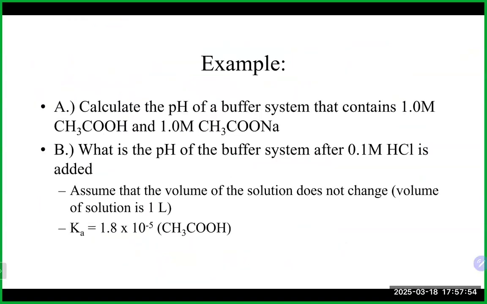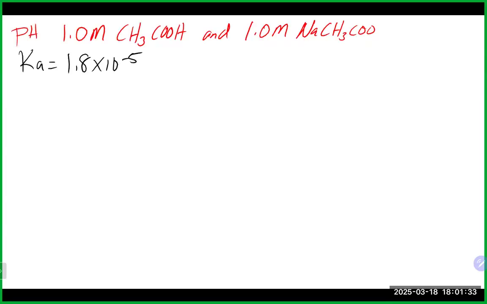All right, so now we've talked about buffers, let's talk about calculations and determine the pH of a buffer. So first off, let's do part A. Calculate the pH of a buffer that's made up of 1 molar acetic acid and 1 molar sodium acetate. The Ka value for acetic acid is on the bottom, 1.8 times 10 to the minus 5. So what would be the pH of this buffer that you made and will make in like an hour, maybe?